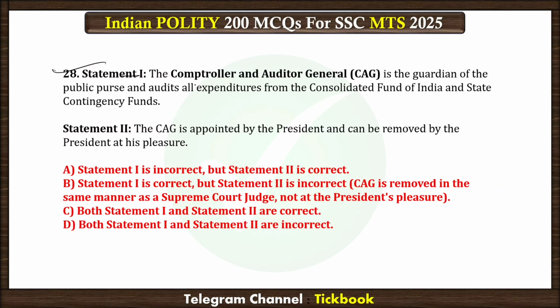28. Statement 1. The Comptroller and Auditor General is the guardian of the public purse and audits all expenditures from the Consolidated Fund of India and State Contingency Fund. Statement 2. The CAG is appointed by the President and can be removed by the President at his pleasure. Option number B, statement 1 is correct, but statement 2 is incorrect. CAG is removed in the same manner as the Supreme Court judge, not at the President's pleasure.